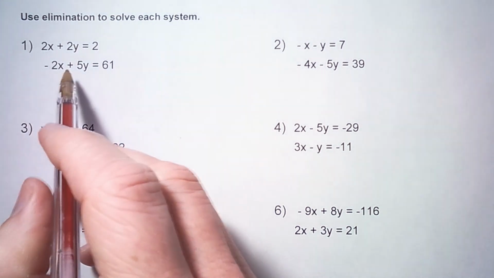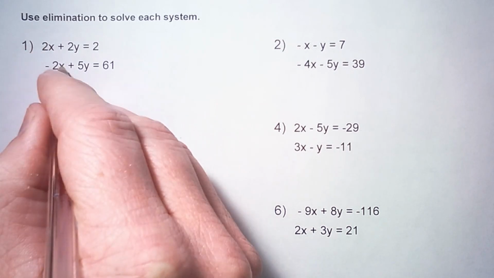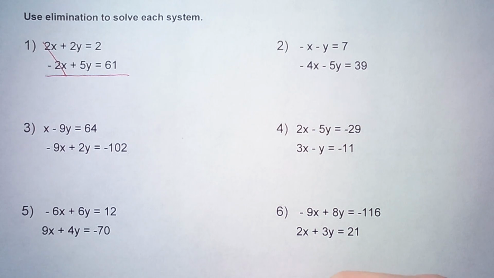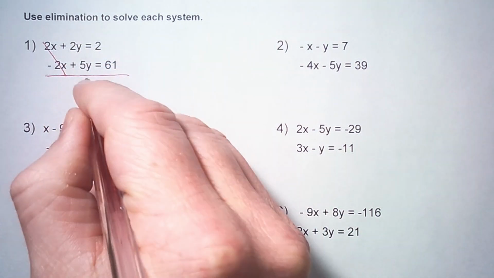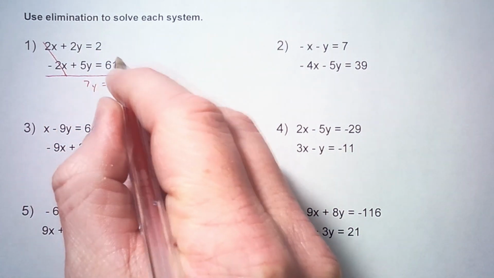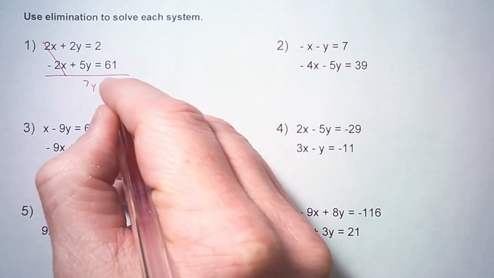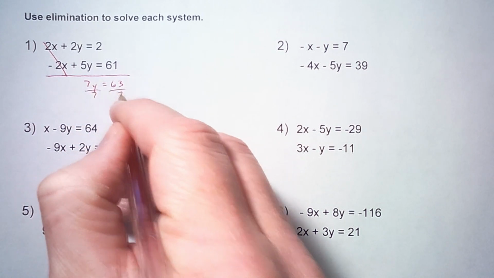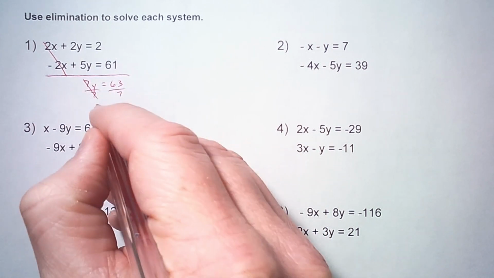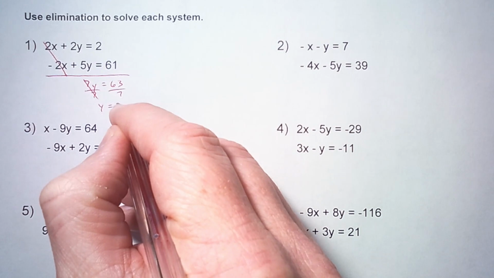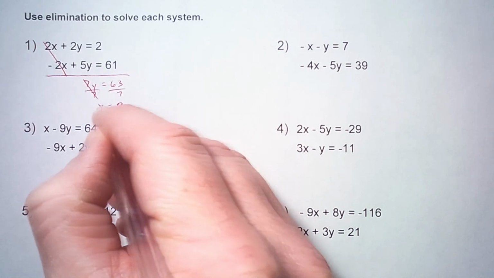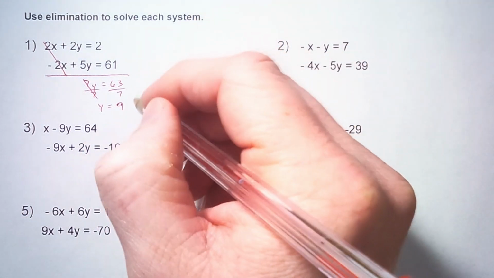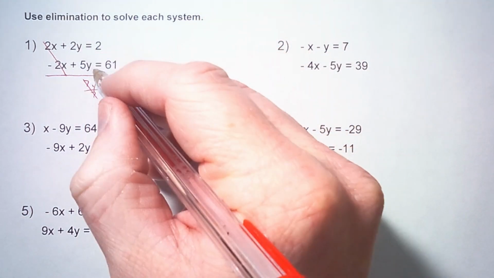Okay, so here on number 1, we can eliminate these x's because 2x minus 2x is 0, so those cancel. So we have 2y plus 5y, which is 7y, and 2 plus 61 is 63. So we'll divide both sides by 7, and 63 divided by 7 is 9. So we have y equals 9, and then we can substitute that into one of the 2 original equations.